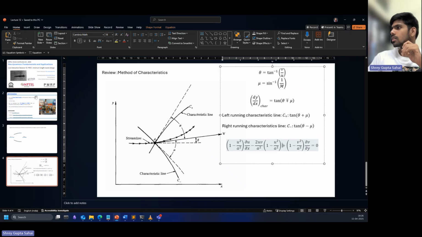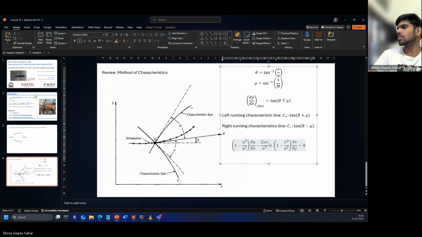And this should be what? Del u by del y. Either you can write it as del u by del y, or you can write it as minus del v by del x, or something of that sort. So it's basically this cross derivative term. We use this also. And because of the continuity, del u by del x, it's unsteady flow. We'll see that does not matter.